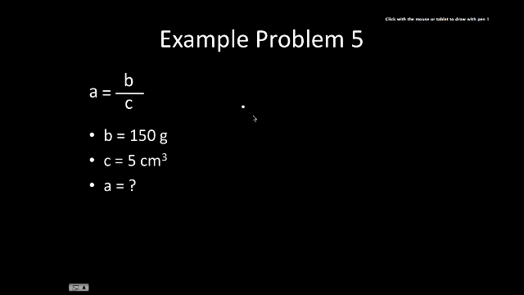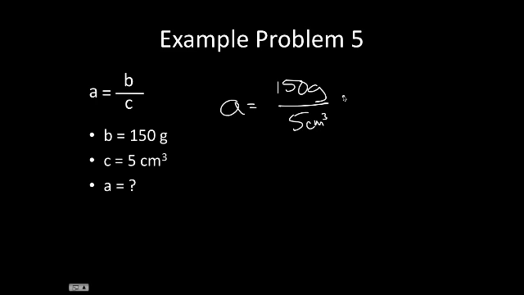Okay, here's the solution. A equals B over C is a straightforward problem. Because we're given B and C, I can just plug right in. I have 150 grams divided by 5 cubic centimeters. And what that's going to equal is this: 30 grams per cubic centimeter, or centimeters cubed, however you want to look at it. And that's what A equals.